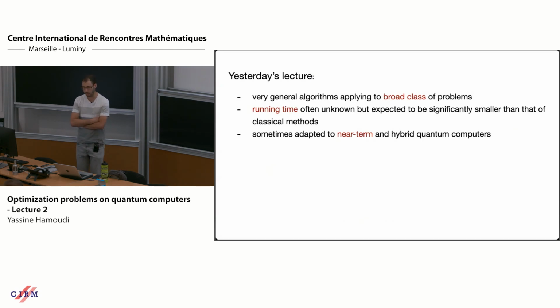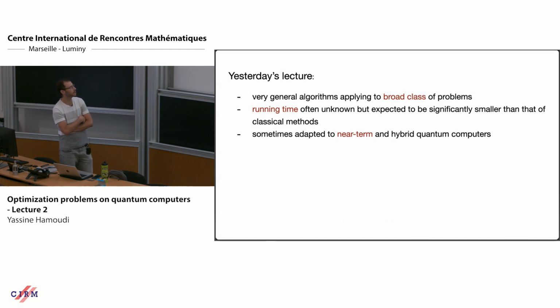Okay, so just a quick reminder of what we saw yesterday. Yesterday was about optimization inspired by physics. We manipulated Hamiltonians and ground states. And some properties of these algorithms were that they were very general algorithms applying to a broad class of problems. As we saw, ground state computation contains a lot of optimization problems, in particular QAOA optimization and so on and so forth.